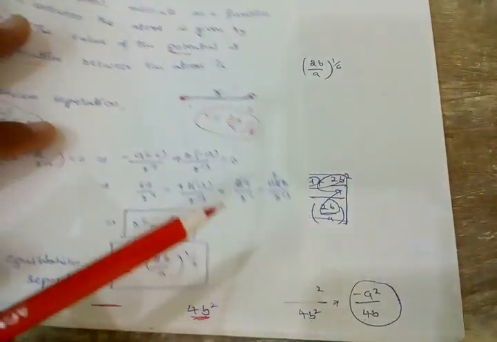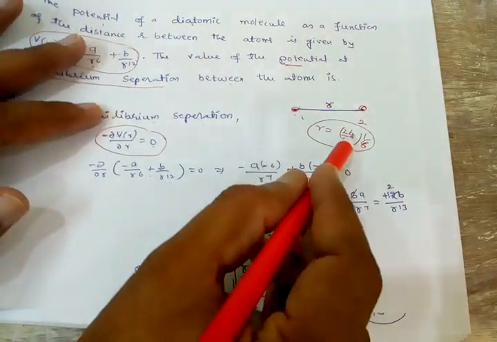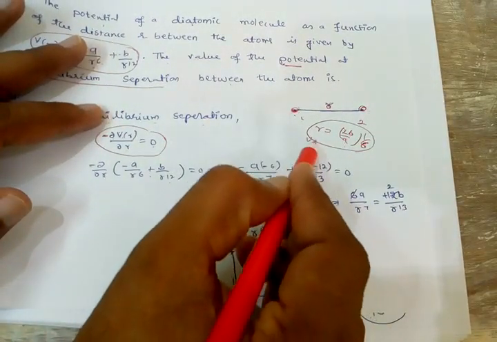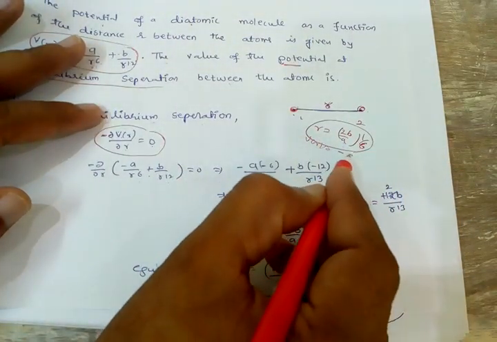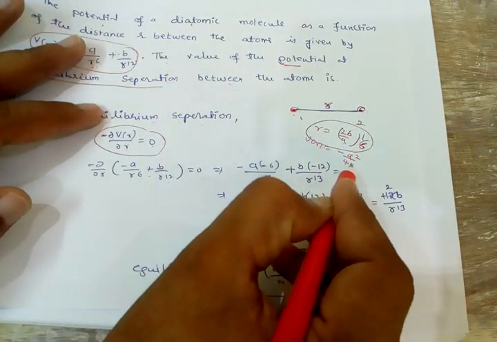So the equilibrium separation is equal to (2b by a) whole power 1 by 6, and V of r is equal to minus a square by 4b.